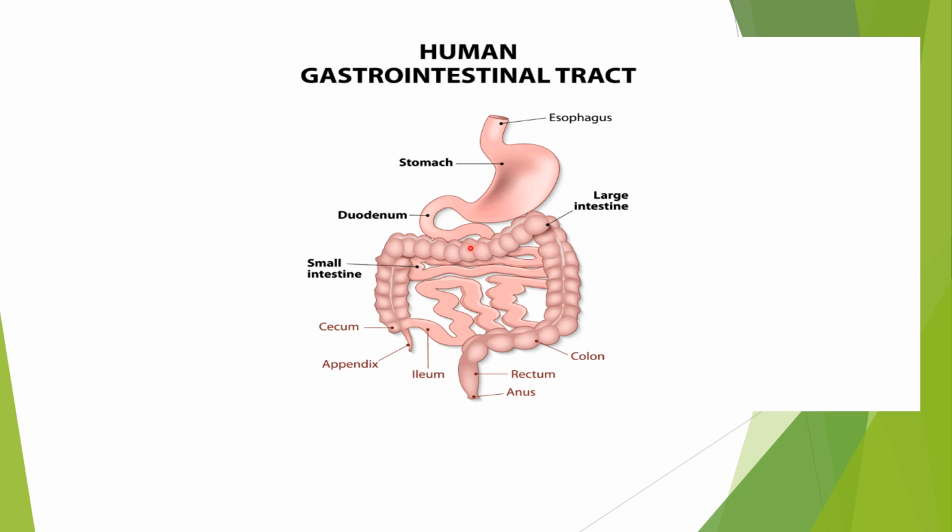When we talk about the lower GI tract, it is anything below the duodenum, so the large intestine, small intestine, the rectum, and the anus. And the upper GI is the duodenum, the stomach, and the esophagus.